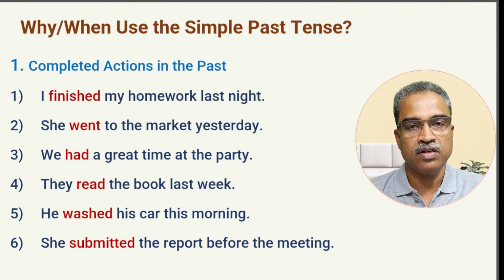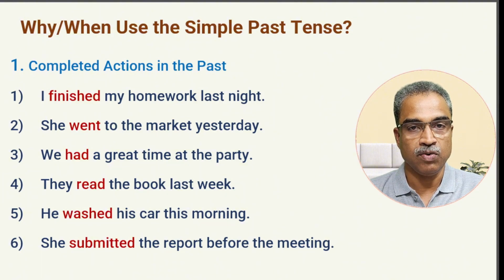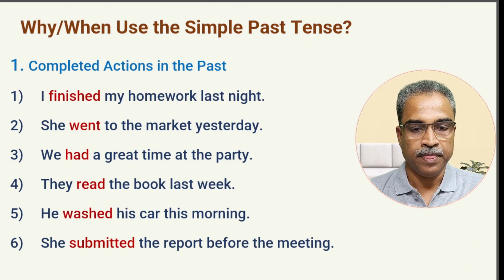She went to the market yesterday. Go, went, gone. V2 form of the verb go. She went. I finished, finish, finished, finished. V2 and V3 are same, but this is simple past, so we have used here V2, the second one, finished, and went V2, the second one.